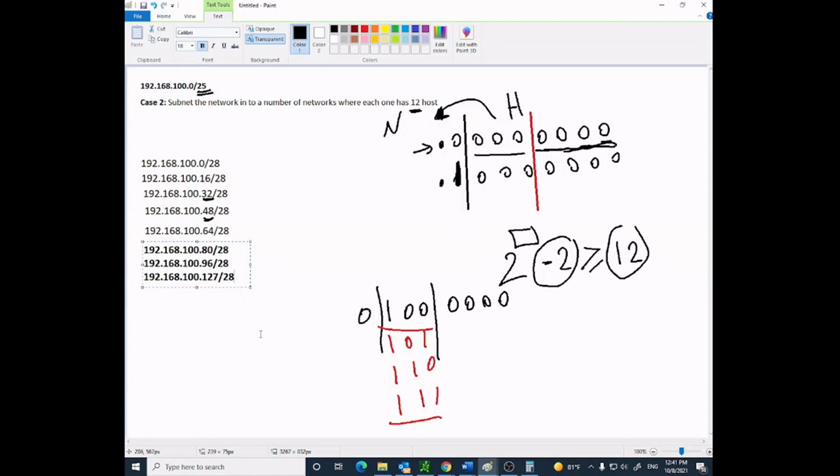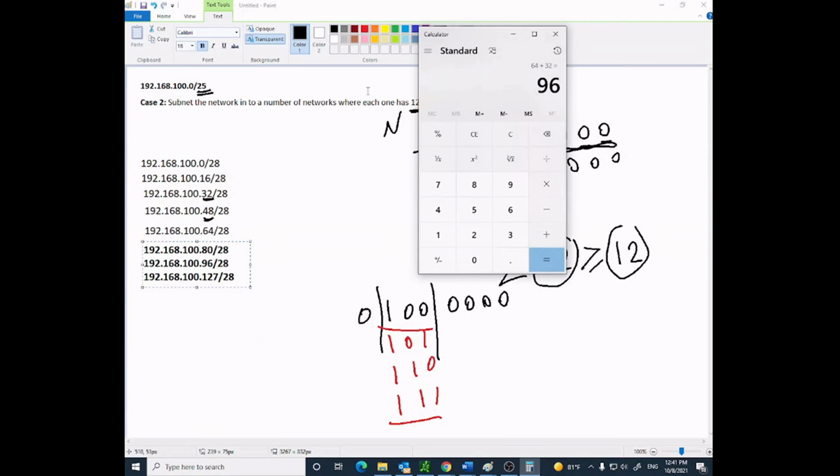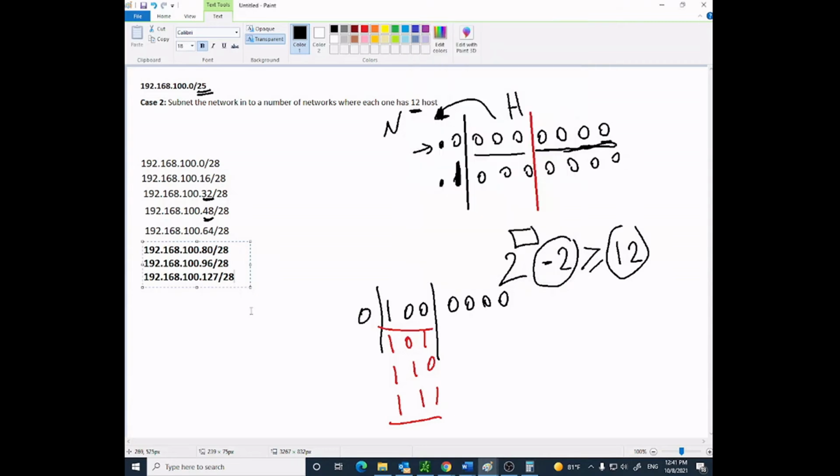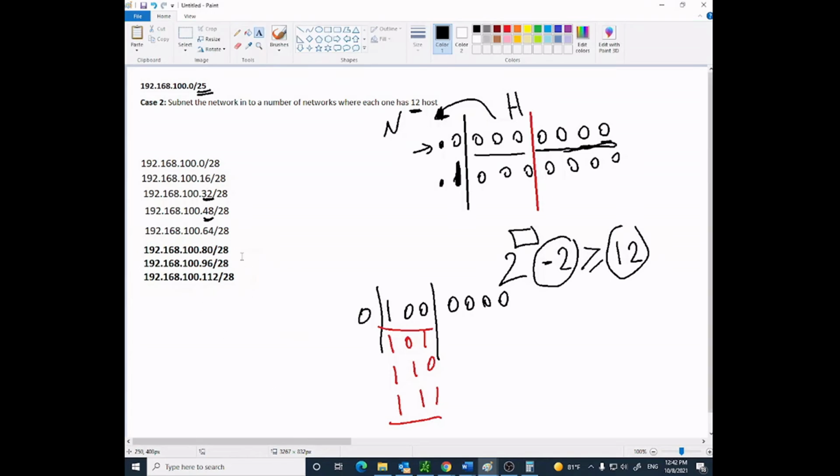Let me just make sure I got it right. Let's go back here. Go to the programmer. We have 1, 1, 1, and then we have 4 zeros. Oh, wait, I didn't click on binary. My bad. 1, 1, 1, and then 4 zeros. Yeah, yep, sorry, I forgot. It's 112. It's not 127. 112. And those are the extra IP addresses.